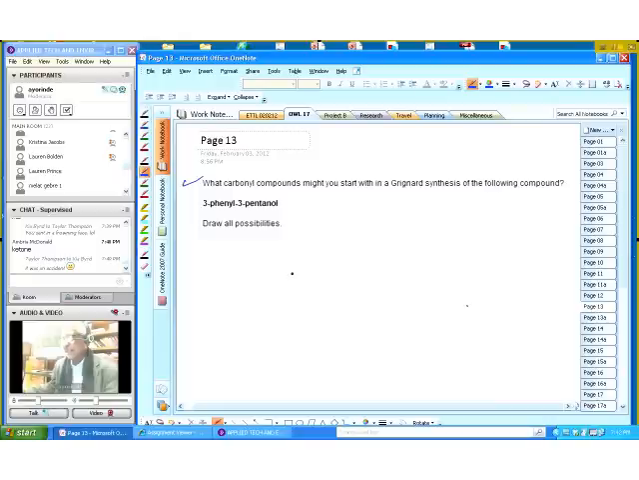Okay. So what carbonyl compounds? Well, this is similar to the last one. They want us to make, let us draw this. What they are also testing here is your knowledge of nomenclature. So you have 3-phenyl-3-pentanol. Let us see what we have.